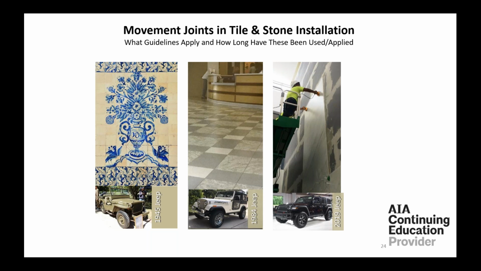Another industry where you can see a lot of changes is Jeep. 1945, 1984, 2018 Jeeps, they all look similar, but with vast differences. They're stronger, there's more horsepower, they're bigger, and so on. So, a lot more features. And the same thing is true of our tile today. So we've got to accommodate for that.